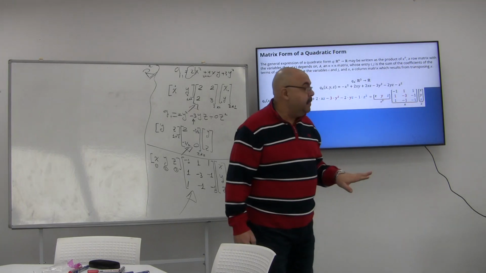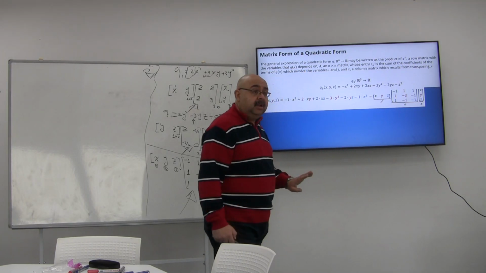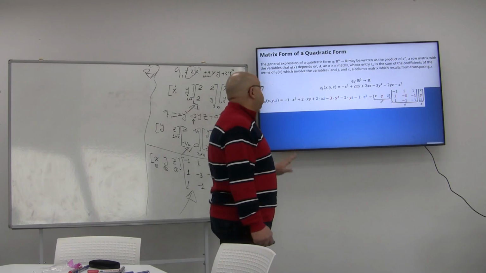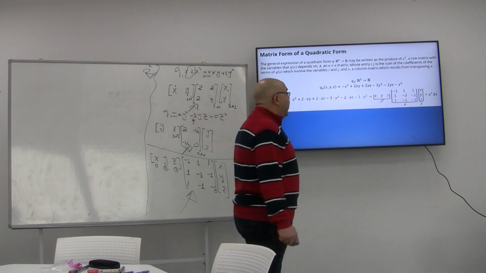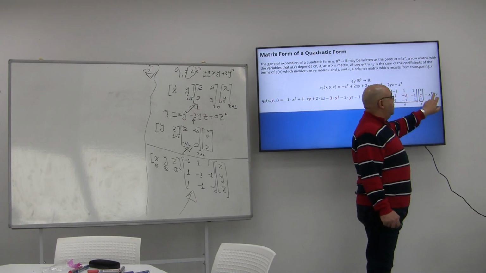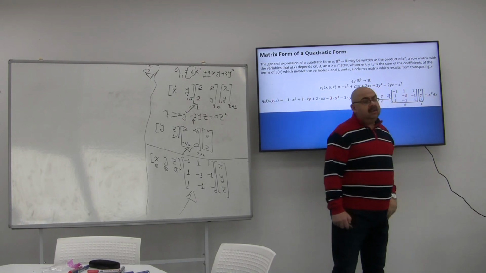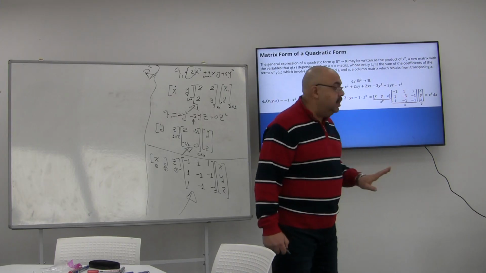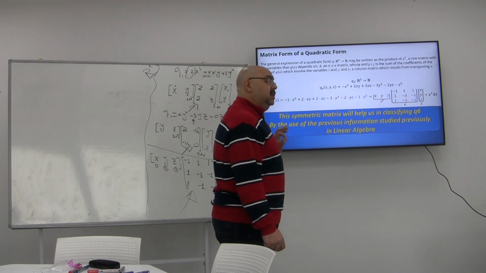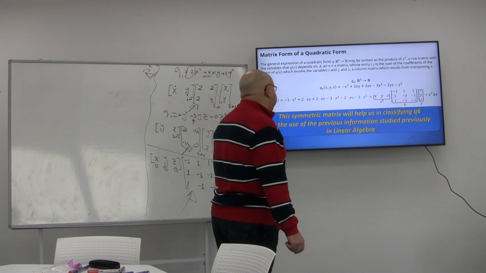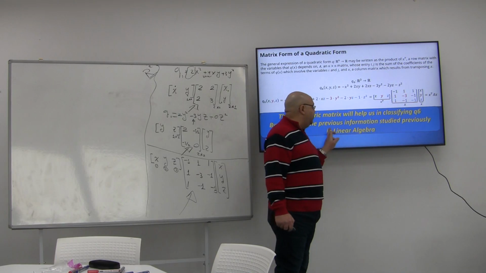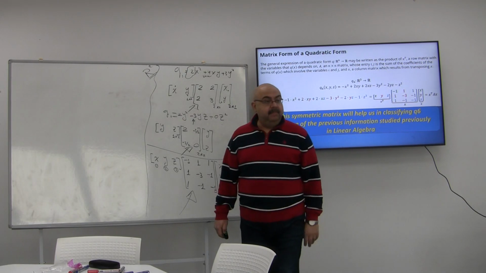Are you with me? Okay, perfect. Any questions about how to formulate this matrix? This is very major and important. Okay, so now it's x transpose, which is the row one, A times x, or vice versa, x A times x transpose. Done. This symmetric matrix will help us in classifying these quadratic forms by the use of the information studied previously in linear algebra.